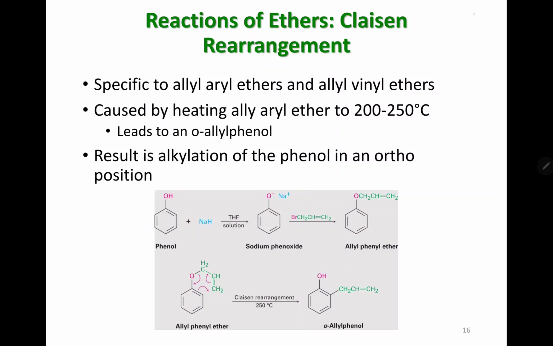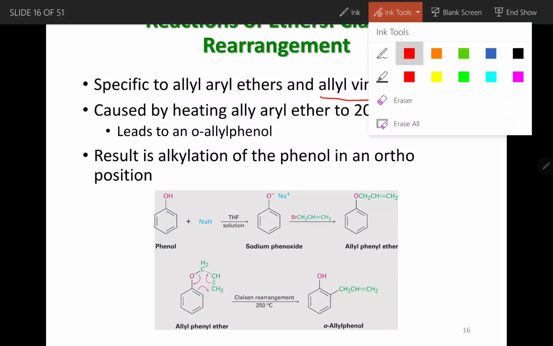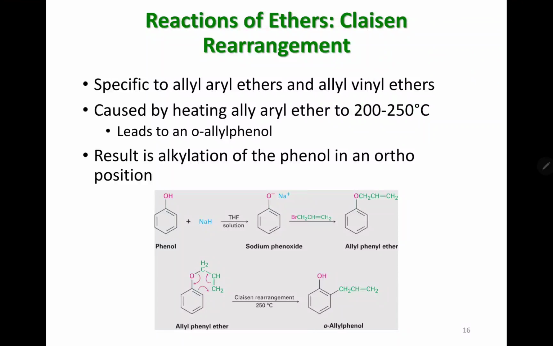One type of ether that you need is called allyl aryl ethers, okay? Allyl aryl ethers, that is one type. And the other type that you need is allyl vinyl ethers. So you basically need very unique ethers for this rearrangement.